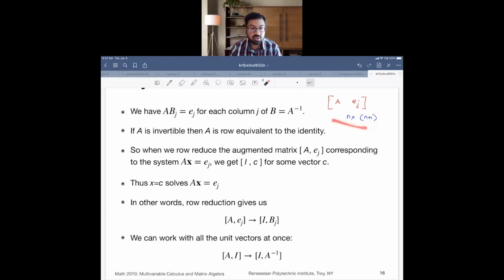If you start off with this and do the row reductions, because I know A is invertible, I know that you will be able to get to I over here. So if you get I over here, you are going to get some C over there, right? Because you see what is happening. You have all these coefficients here. You have a bunch of zeros and a 1 there. As you're doing the row reductions, those values would have changed. This is not homogeneous. This is EJ. It's a unit vector, so there is a 1 there. So those would have changed to some C. So what we get is I and then C for some vector C, which means x equals C will solve AX equals EJ.